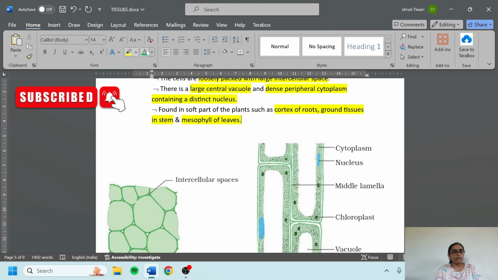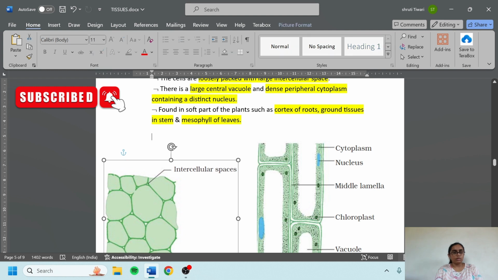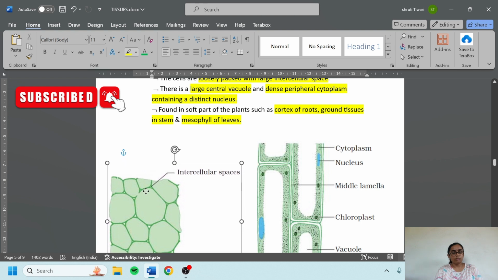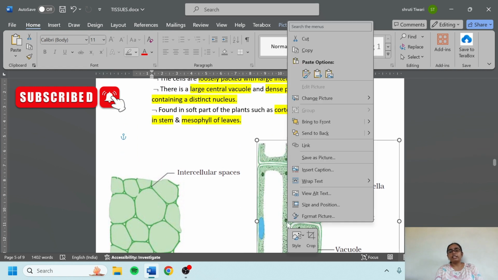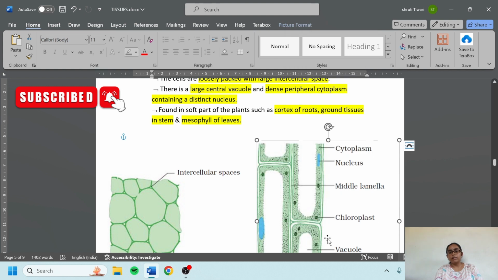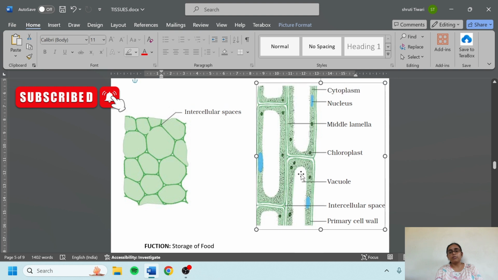I'll make a line and I'll show you. Okay, forget about it. See, there are intercellular spaces between them. You will see a large central vacuole present. These are the central vacuoles. They have a primary cell wall, a middle lamella, a nucleus, and cytoplasm present at the periphery.